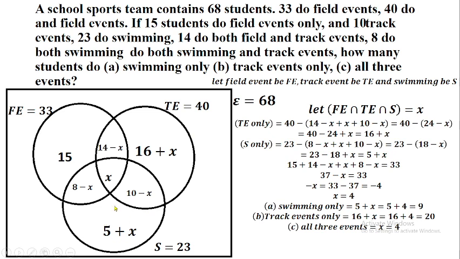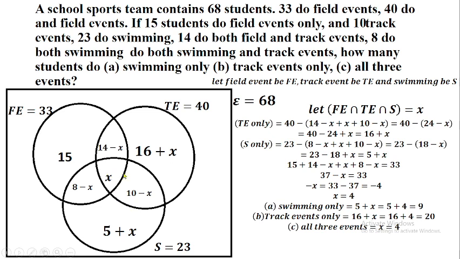Also to get swimming only now, what do you do? You have 23 elements in the swimming. Then look at the circle of swimming. That means you need to remove this plus this plus this from 23, and that's what we're having here as well, and that will give us 5 plus x. I hope you understand that now.